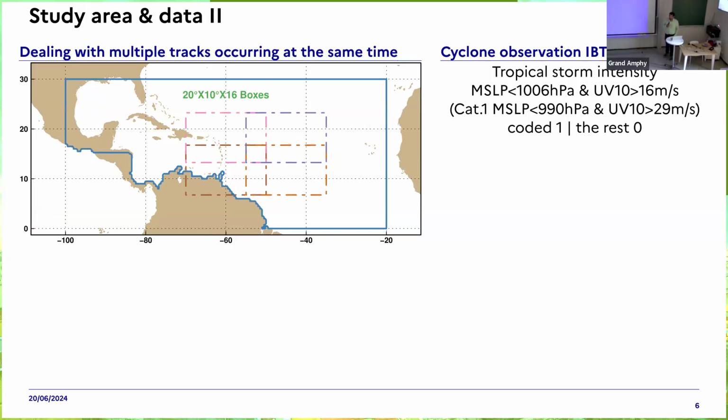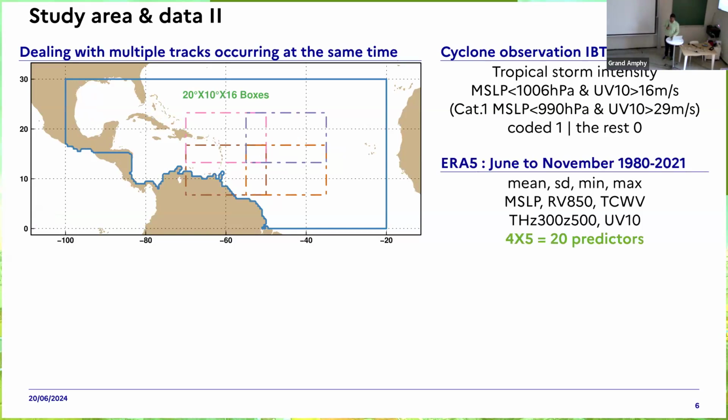To take that into account, I divided the region into 10 by 20 degree overlapping windows. And instead of taking the whole data within the window, I summarize it with the mean, standard deviation, minimum, and maximum.